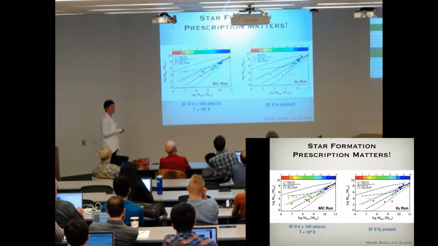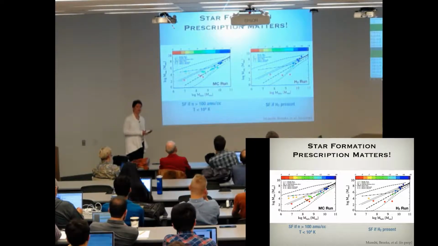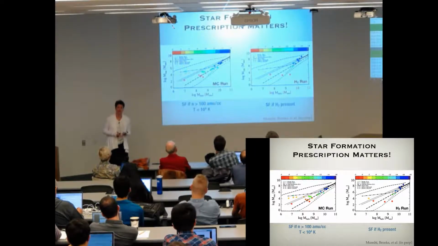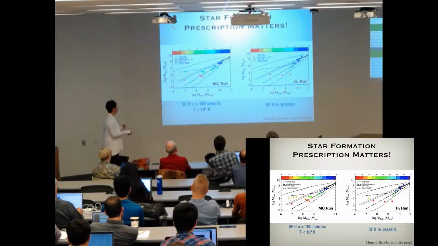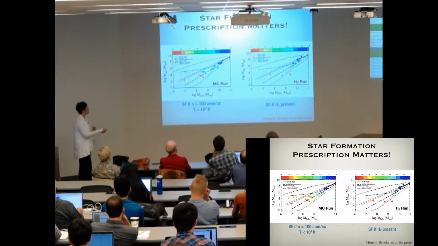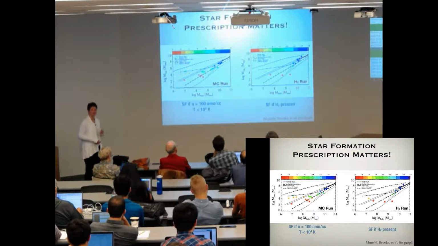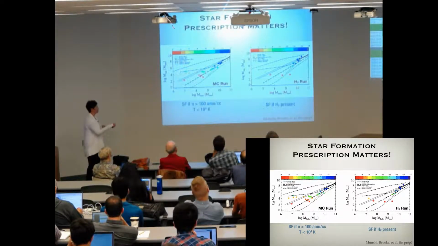And now we have introduced another common prescription, right? It's common for simulators to say, well, I'm just going to form stars when I get above some density threshold and below some temperature. So here, stars can form if they are greater than 100 AMU per cc in density, and they are cold. And if you look at the massive end, there are a bunch of dwarfs that basically came out very similar. They're matched across the two runs. But as you go to lower halo masses, there's a pretty big difference, right? There's actually way more galaxies forming in this prescription than there are over here.